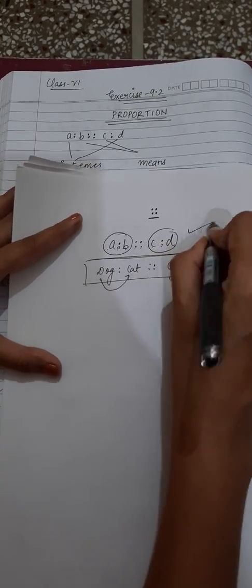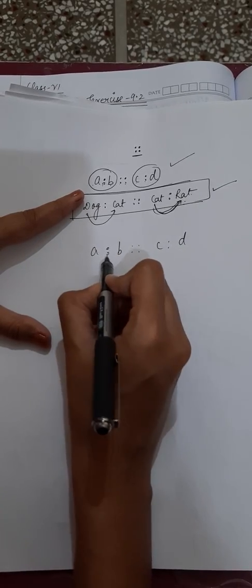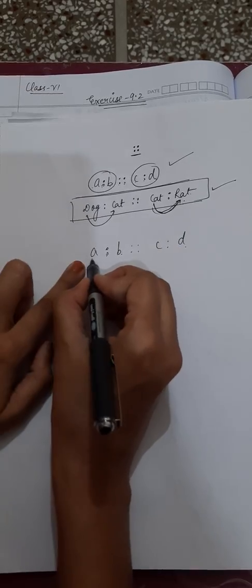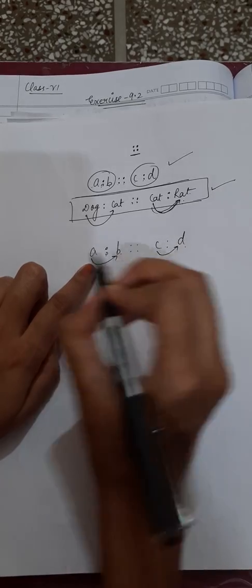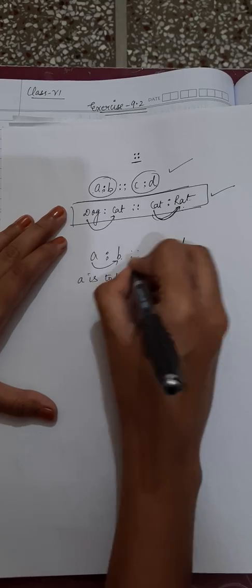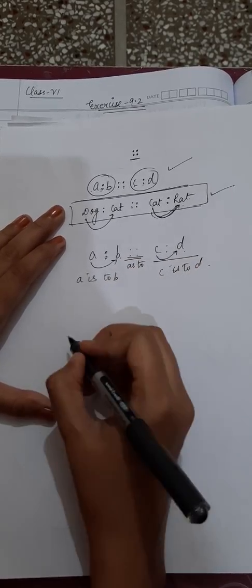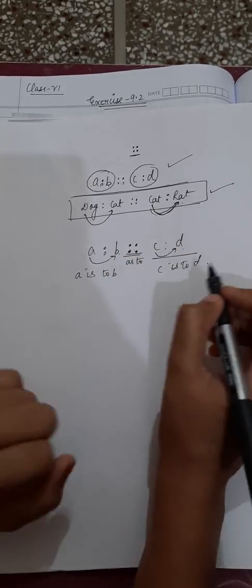Now let's come back to this. A ratio B as C ratio D. I am going to read it as A is to B as C is to D. Whatever is the relation of A with B, the same is the relation of C with D. If I can speak it as A is to B as C is to D, then I am going to say that they are in proportion. If this sign is there between them, that means they are in proportion.